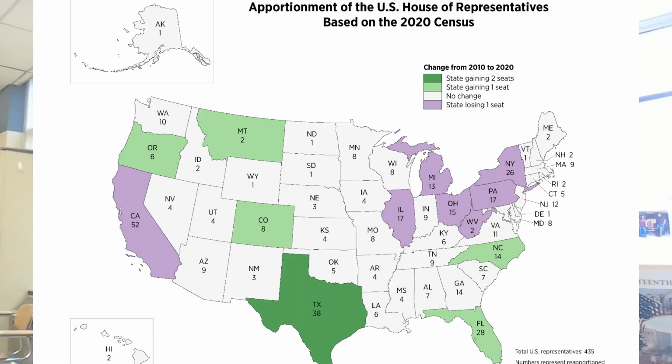Apportionment is the process of dividing the 435 memberships or seats in the United States House of Representatives among the 50 states. At the conclusion of each census, which of course is every 10 years, the results are used to calculate the number of House memberships to which each state is entitled.